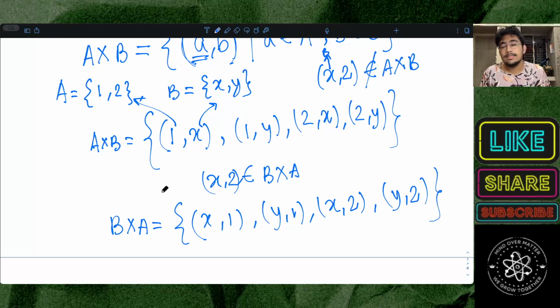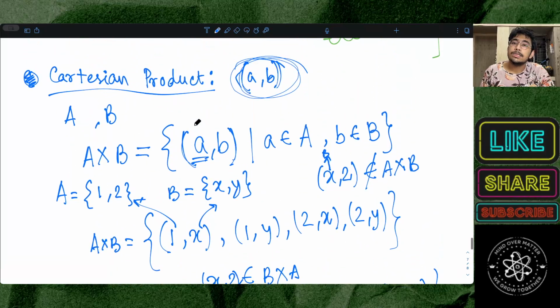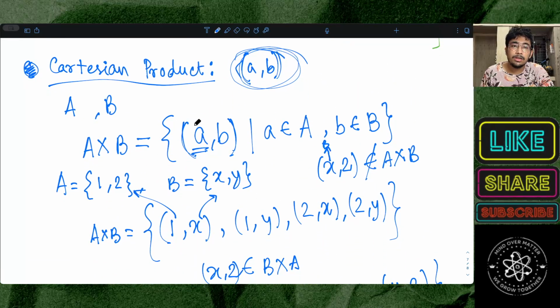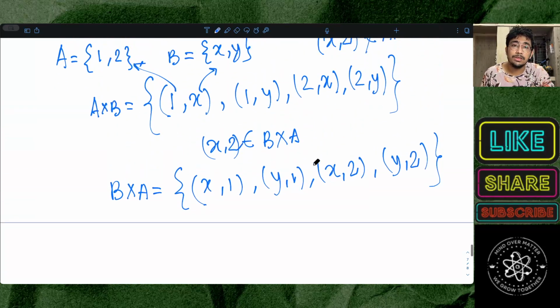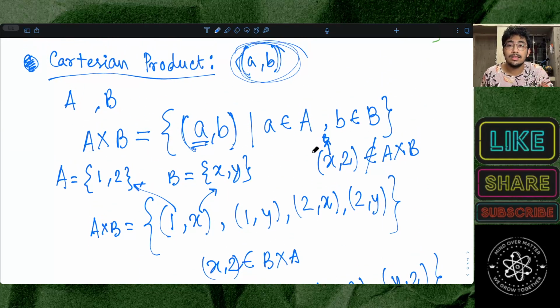So this is the concept of Cartesian product. And this concept will be very important. You will see in the next lecture. The next lecture is about relations, and we will see that Cartesian product will be very important there, because we will define our relations using Cartesian product.